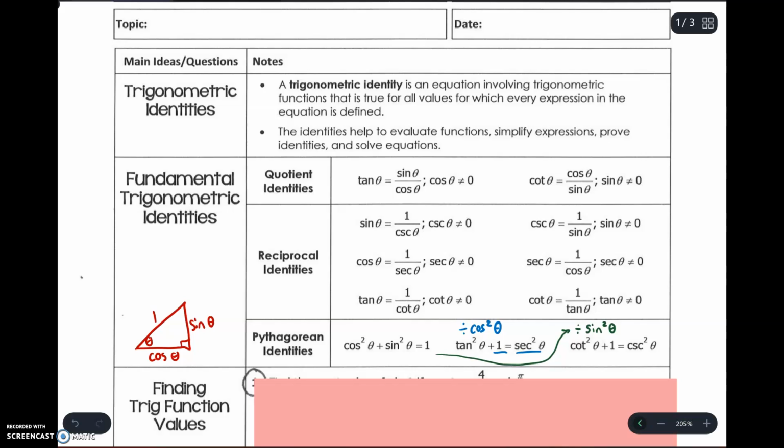And that means if I take that original Pythagorean identity and divide by sine squared instead of cosine squared, cosine squared divided by sine squared is cotangent squared, sine squared divided by sine squared gives us 1, and then 1 over sine squared is another reciprocal, so we get cosecant squared. I suggest it's a good idea to remember all three if you can, but as long as you remember that first one, you can derive the other two by dividing by cosine squared and sine squared.